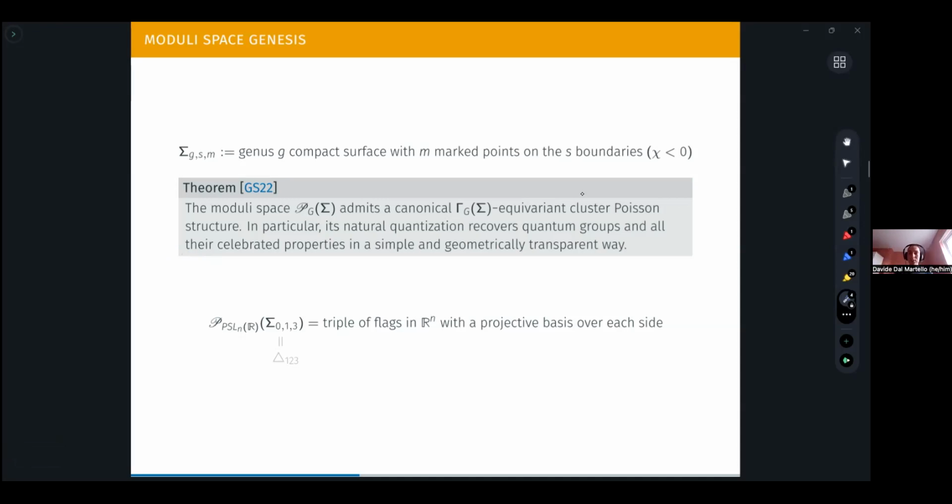So boiling this down to earth a bit, grounding it, for the rest of the talk, I'm going to pick PSL_n(R) as a group. The reason being, PSL_2(R) is the group that emerges out of classical Teichmüller theory. So the idea is to go higher by allowing a higher rank. So n now is allowed to be strictly bigger than 2.